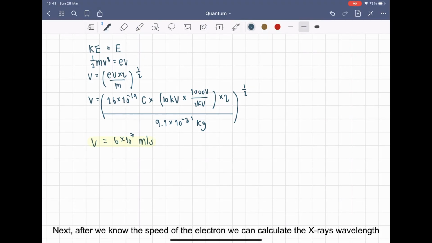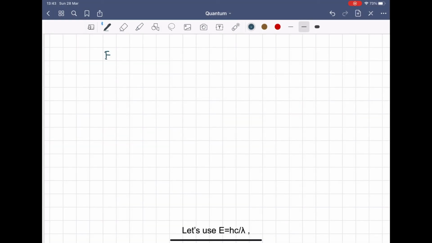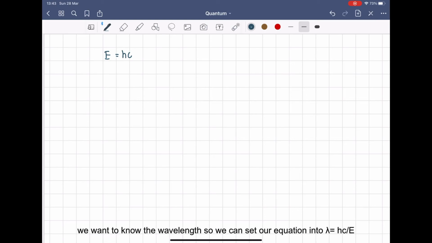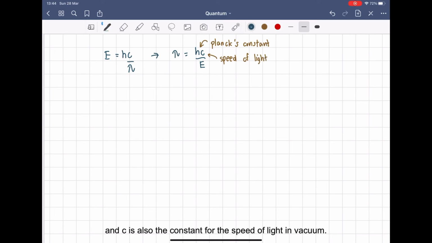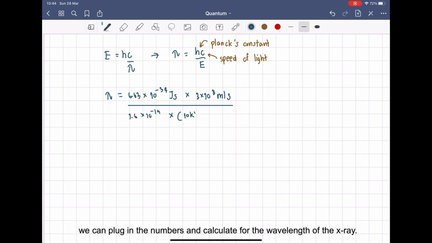Next, after we know the speed of the electron, we can calculate the X-ray wavelength. Let's use E equal to hc over lambda. We want to know the wavelength, so we can rearrange our equation into lambda equal to hc over E, in which h is the Planck constant and c is the constant for the speed of light in vacuum. After we know the formulas and values, we can plug in the numbers and calculate the wavelength of the X-ray.